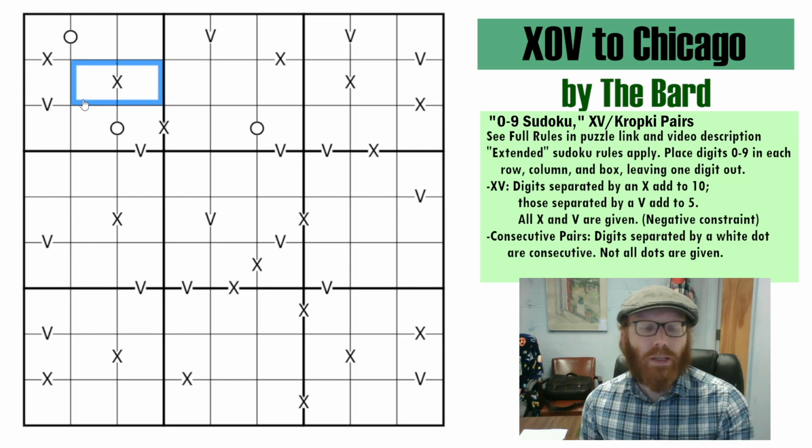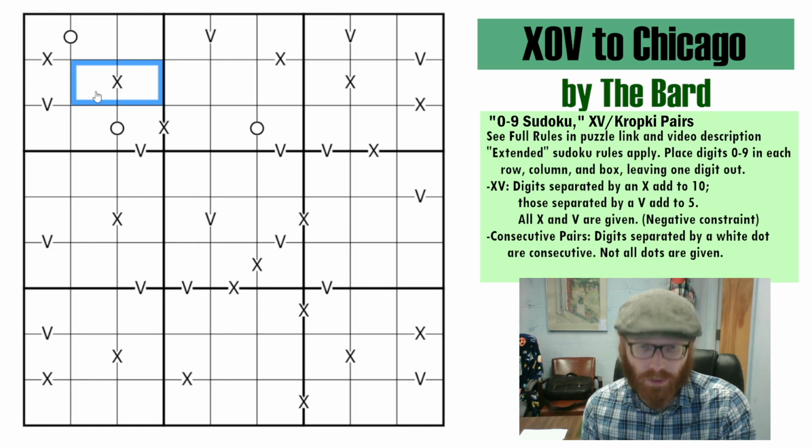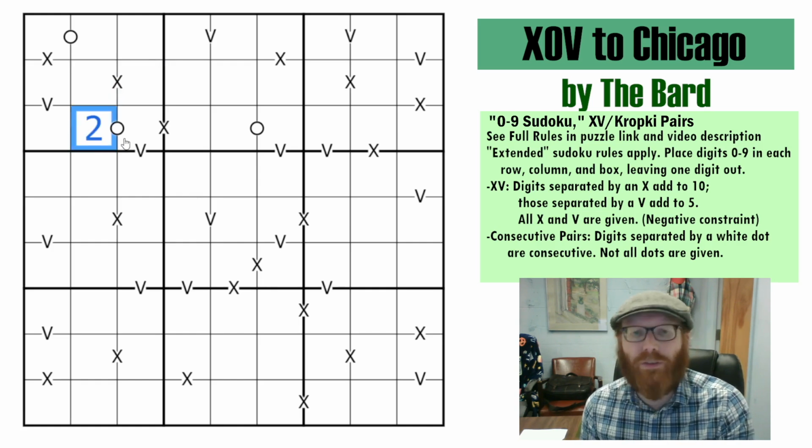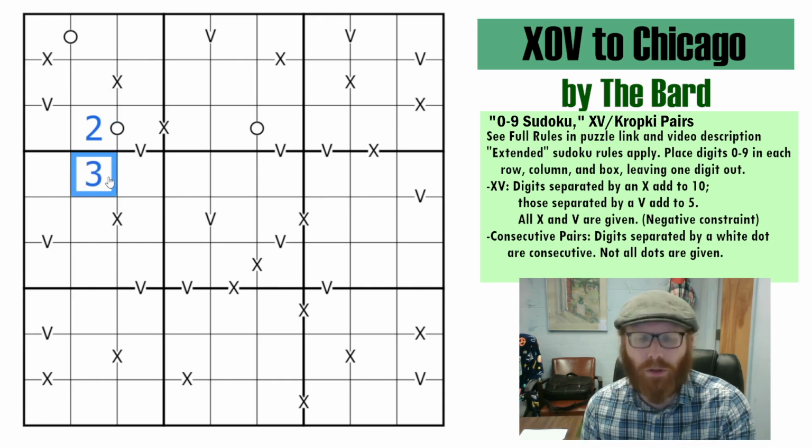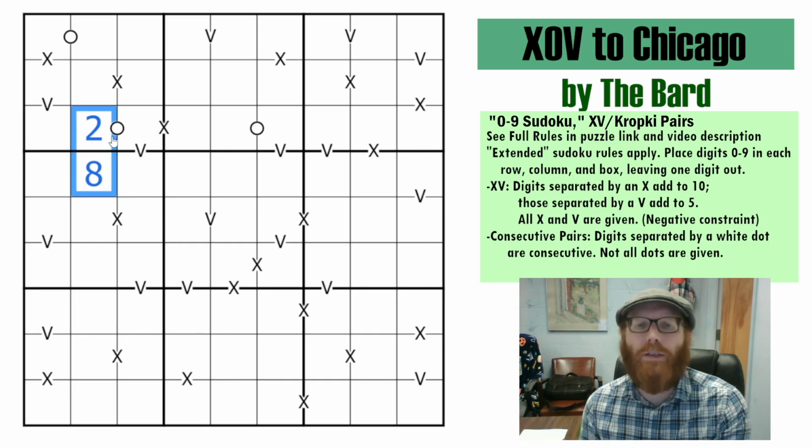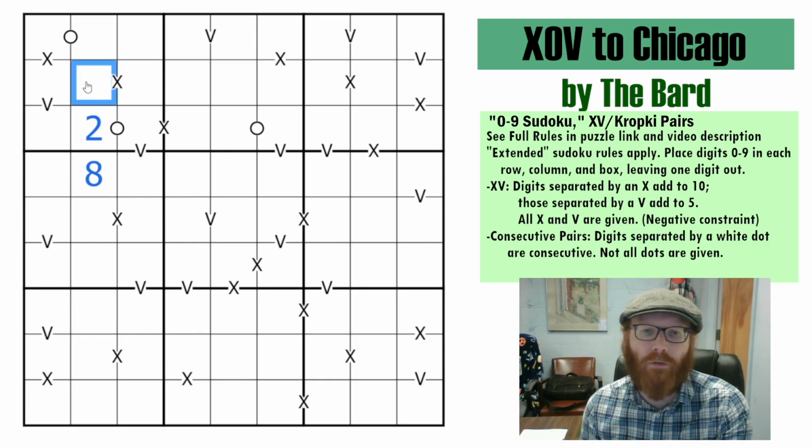But we're told that in this puzzle, all of the X's and V's are given, which means if I put a 2 here, I cannot put a 3 there because there's no little V. And likewise, I can't put an 8 there because there's no little X. If you have two digits beside each other that add to 5 or 10, we have to have an X or a V.